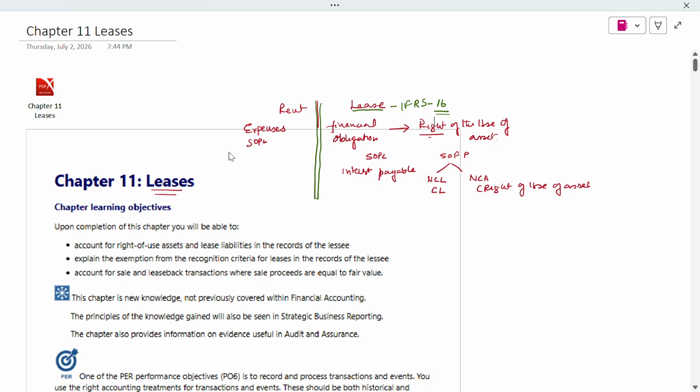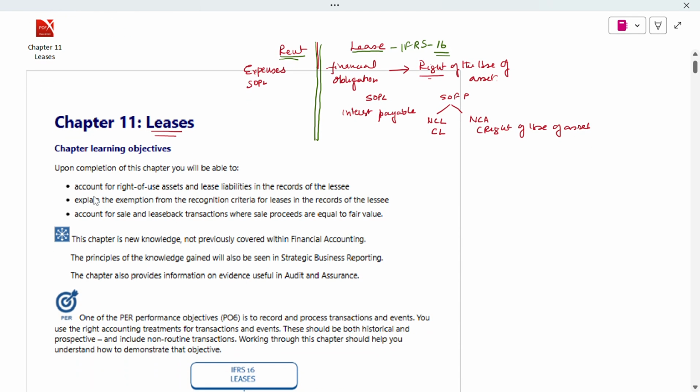That is the basic difference. We will not cover rent in any of the topics. There is no standard for rent, but if we take the lease, there is a clear-cut standard. Are you clear about this?